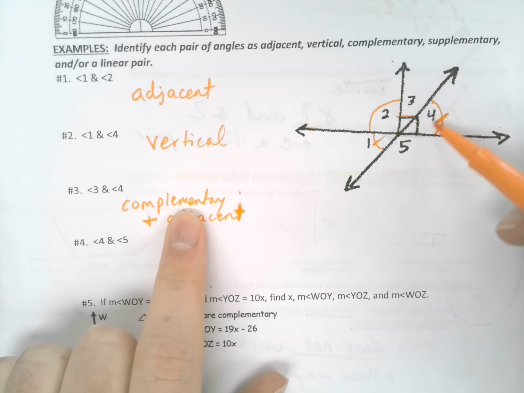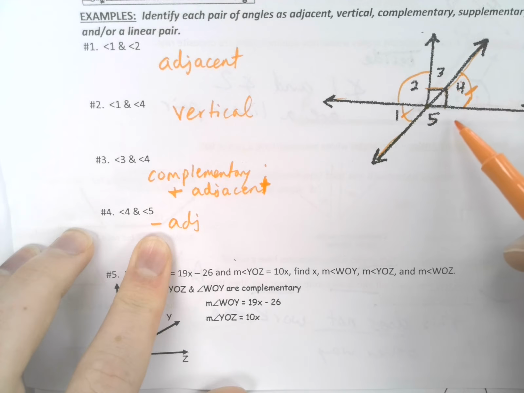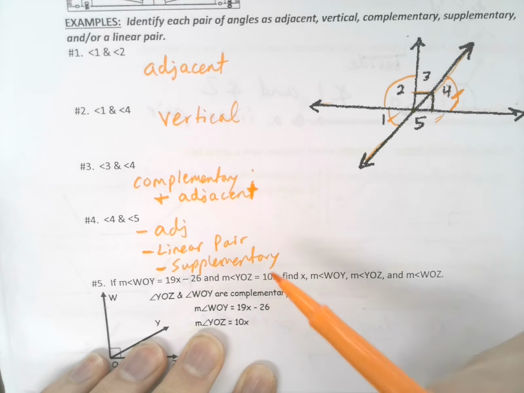So angle 4 and angle 5 are right next to each other, and they create a straight line. These are a linear pair. And what do we know if these are a linear pair? That means they're supplementary. So check it out. That one was actually 3 different combinations, 3 different kinds of pairings. So always be on the lookout. That's why it's so important to get these definitions down and keep track of them.